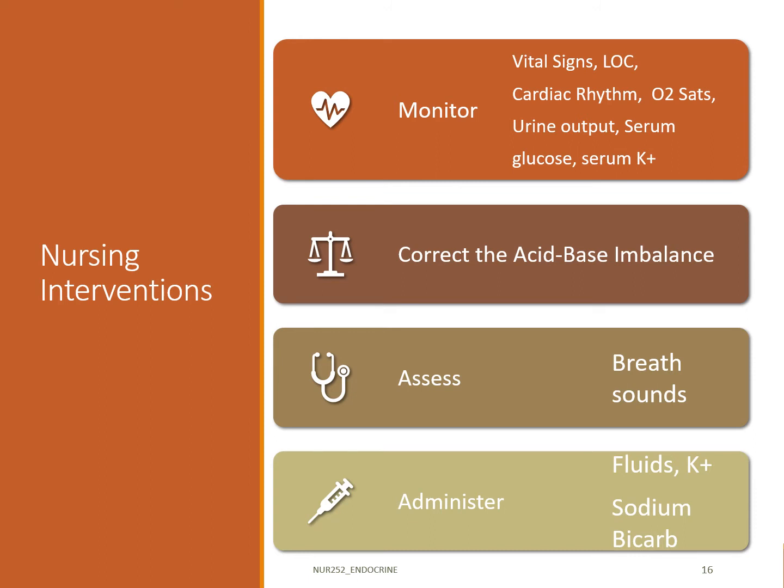Nursing interventions should include the following. Monitor the patient's vital signs, their heart rate and rhythm, oxygen saturations, their I's and O's, so their intake and output, their potassium levels, and serum blood glucose. As a nurse, you're going to be assessing the breath sounds for possible fluid volume overload. You're going to give fluids and administer sodium bicarb if pH is less than 7.